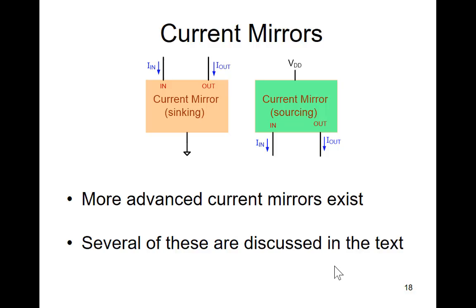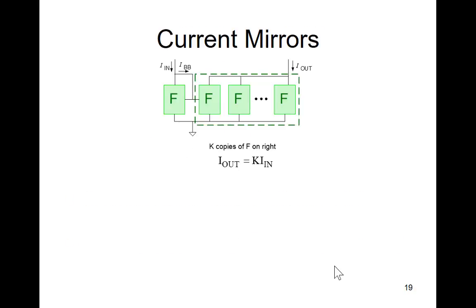P-channel current mirrors are the same thing. So, more advanced current mirrors exist. Your author talks about quite a few current mirrors in the textbook. We can also have gain on our current mirrors. And if we have gain on the current mirrors, we can steer more current to the load as well. We'll go back and look at that as well.